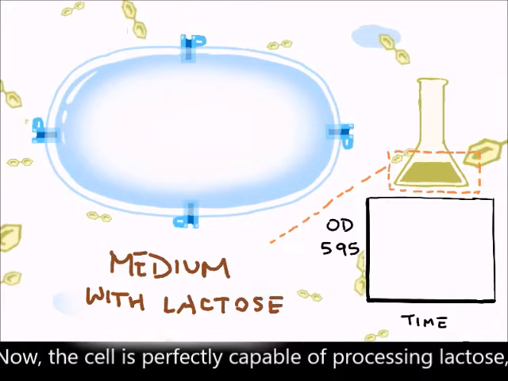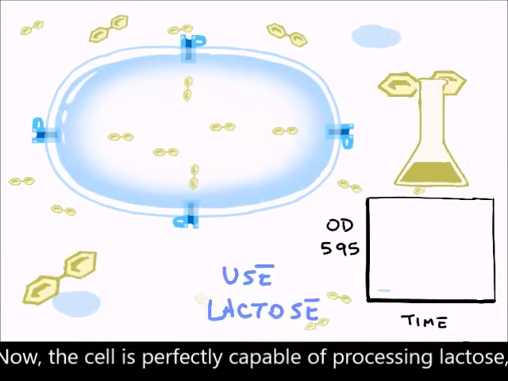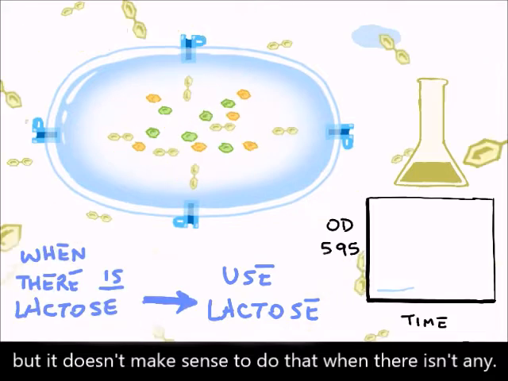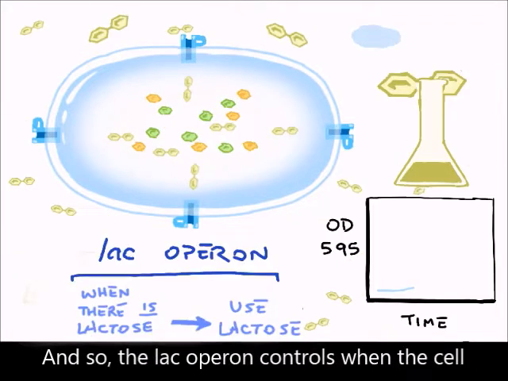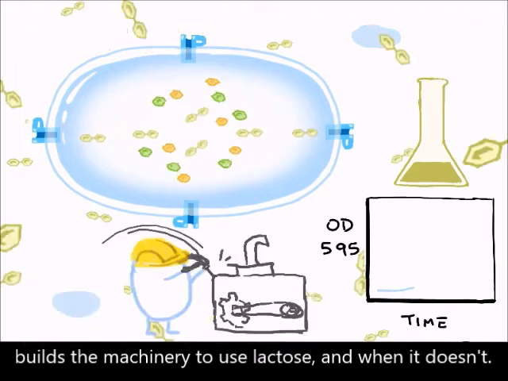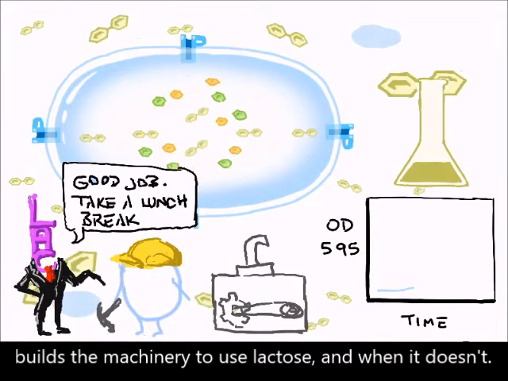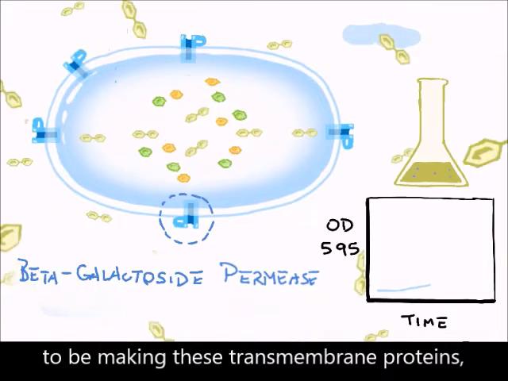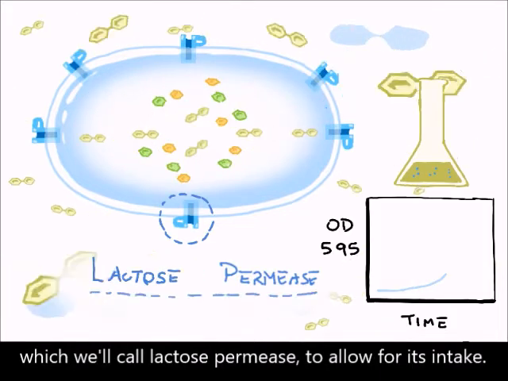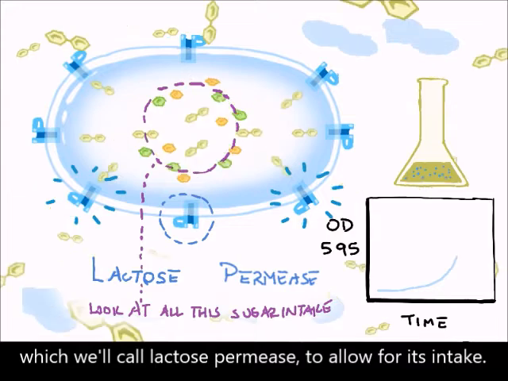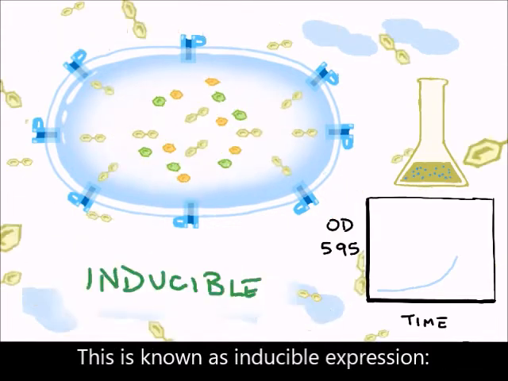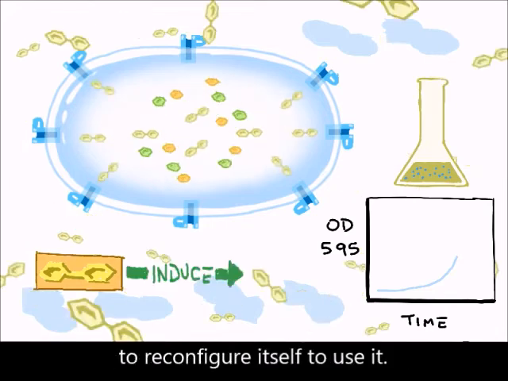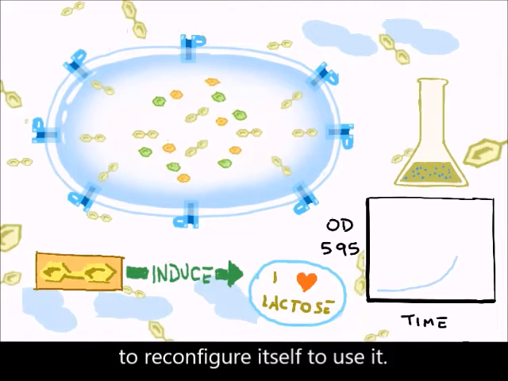Now, the cell is perfectly capable of processing lactose, but it doesn't make sense to do that when there isn't any. And so the Lac Operon controls when the cell builds the machinery to use lactose, and when it doesn't. Now, for instance, is a good time to be making these transmembrane proteins, which we'll call lactose permease, to allow for its intake. This is known as inducible expression. External lactose will induce the cell to reconfigure itself to use it.